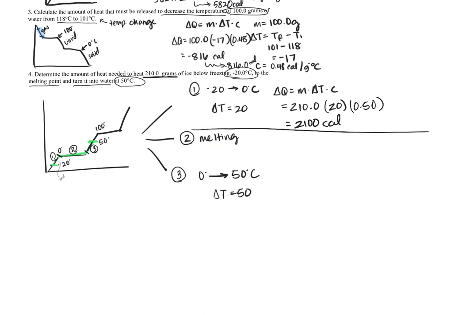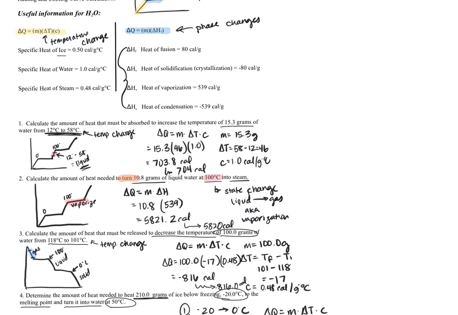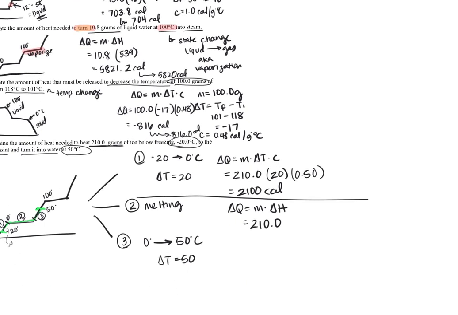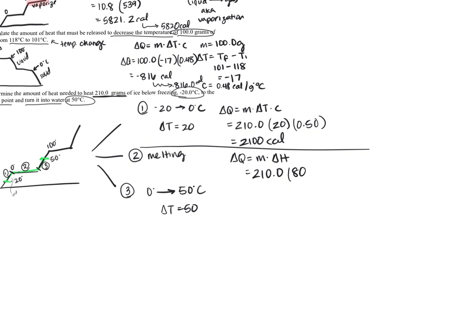So then I need to do the next portion, the melting that's occurring. So that's segment number 2. Because that's a phase change, it's going to be m times delta H. So the mass is still 210 grams, but I need to choose the state change that corresponds to melting, which is otherwise known as fusion. So there we go. Call it melting, fusion, whatever you want to call it. So that's going to be times 80. So here we require 16,800 calories to do that step.